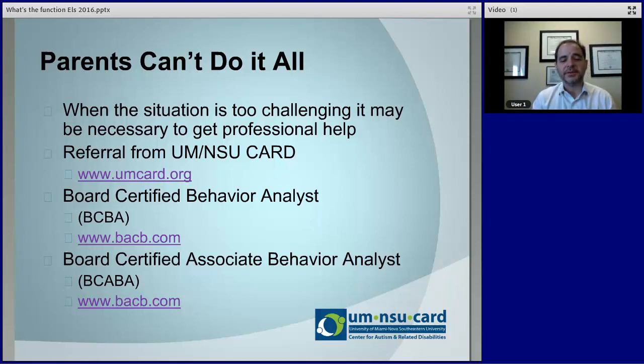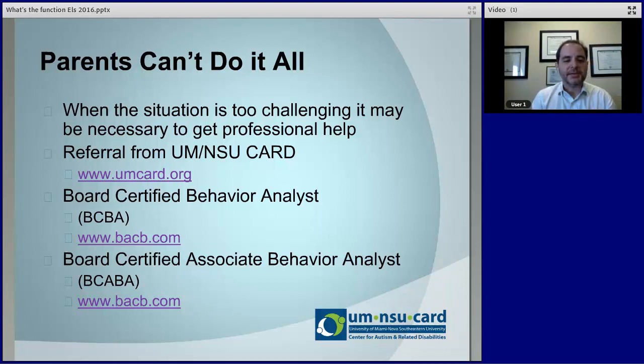There are board-certified behavior analysts out there who can help you. There is a list of them. There is a credentialing body, the Behavior Analyst Certification Board. Check to see if your provider is certified. There are board-certified associate behavior analysts. Check to see if your provider is certified. Talk to your referrals in the community, CARD. Talk to the ELSE Foundation. They will guide you. They will find you the help that you need.